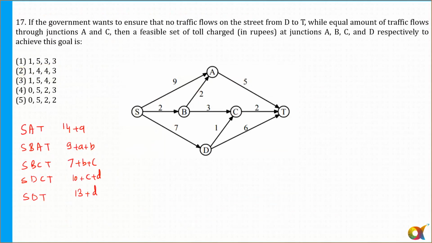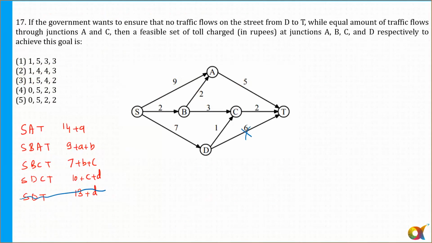Coming to question number 18. It says the traffic authority wants to ensure that no traffic flows on the street from D to T. So D to T is closed, and the path SDT is closed here. The rest of them are working.